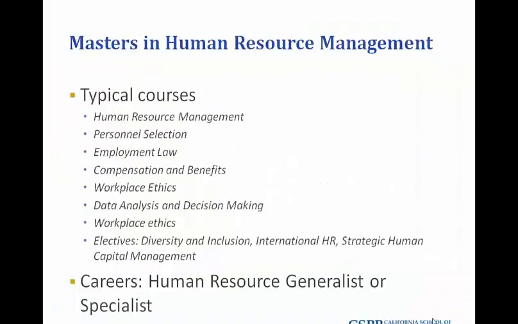Okay, the next degree is a master's in human resource management. So some schools offer this degree. I know Cornell University, for example, offers this kind of degree, a master's or even a PhD in HR, because that is the specialty of that school. Now, if you want to be a human resource generalist, really work in that function of human resource, this might be a good option for you.